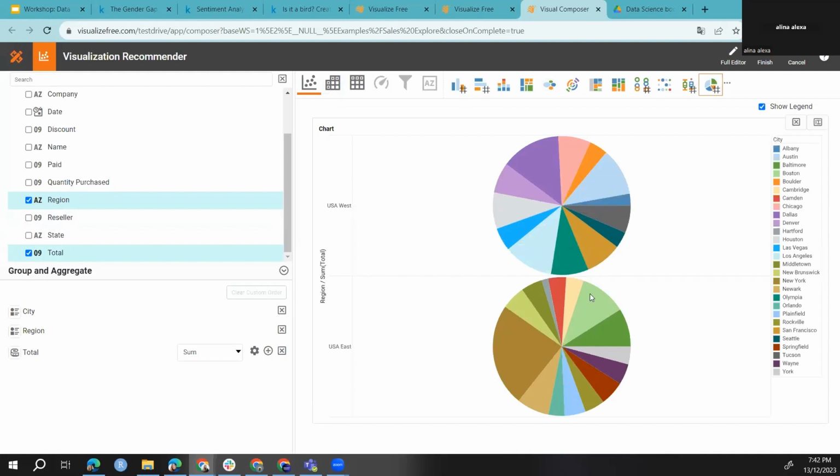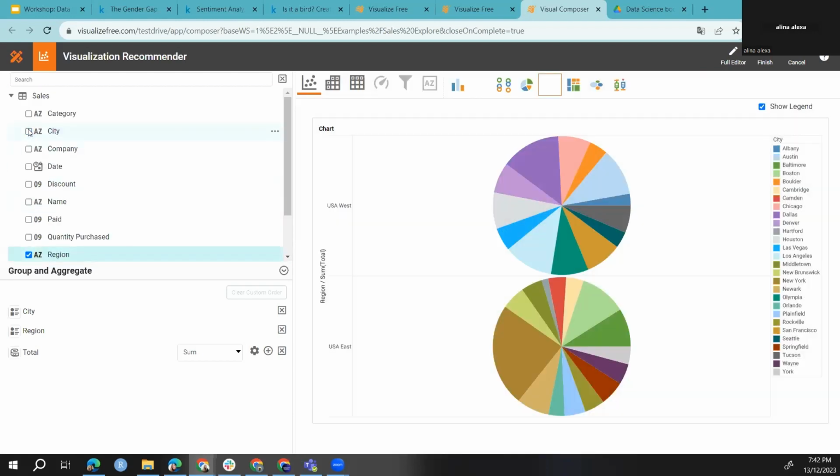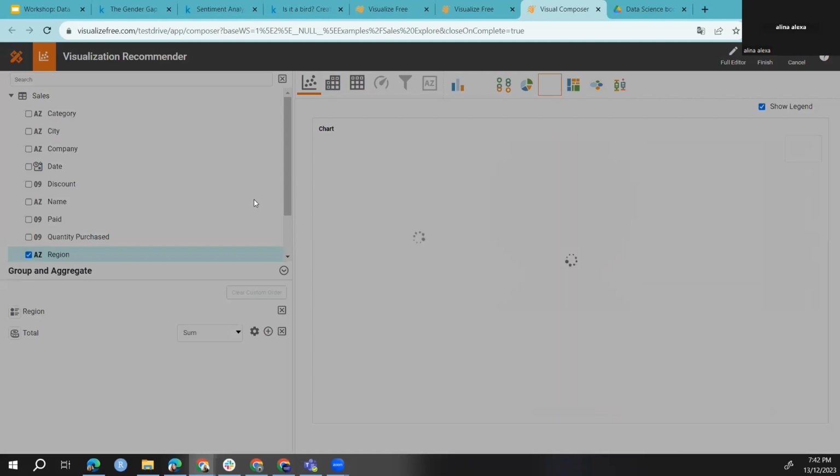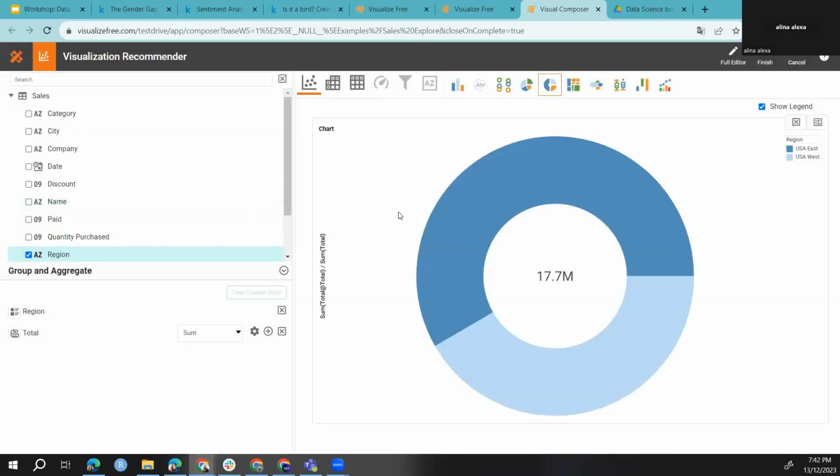Okay, it's hard to read because it's too many things. So the city, you see too many colors. I don't want the city. So I'm going to go and remove the city. And if I remove the city, what happens? Oh, okay, great. So now I know, this is so much easier to see, right? Now I know that, well, yes. So this USA East sells more than the other sites.